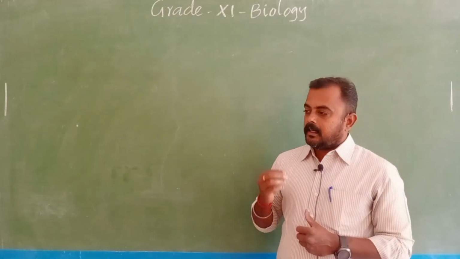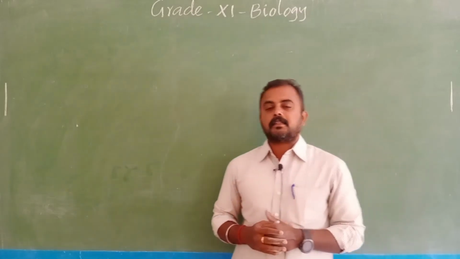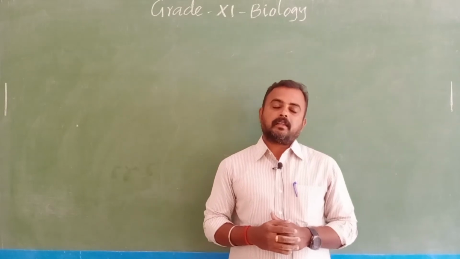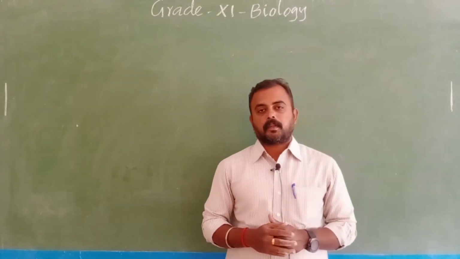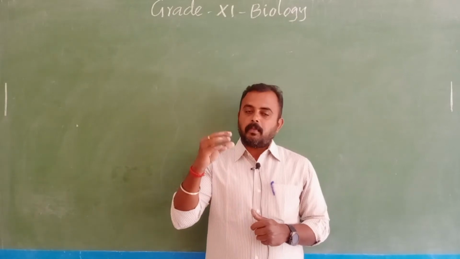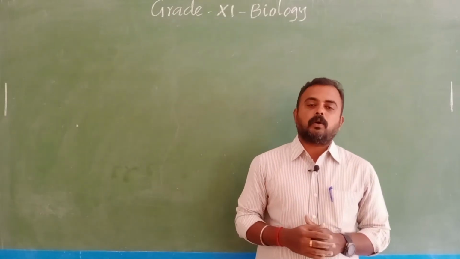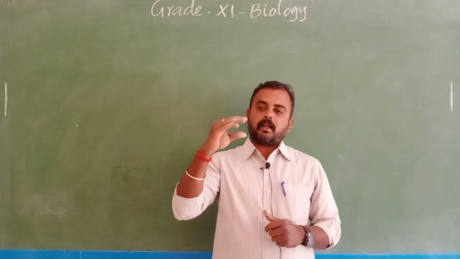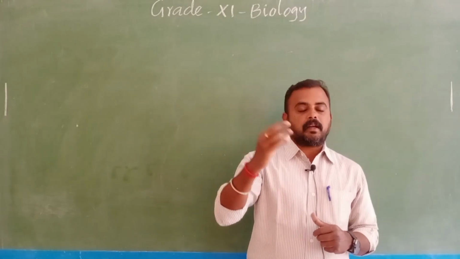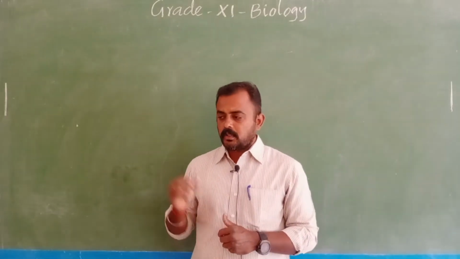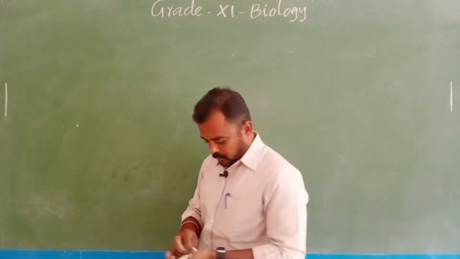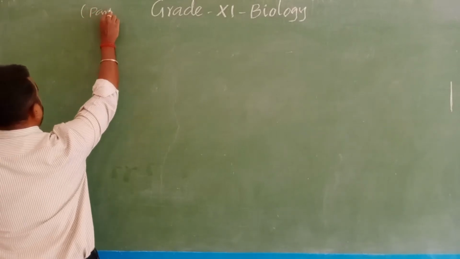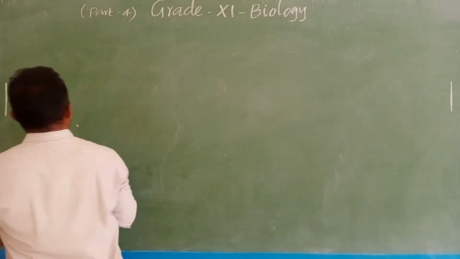The central nervous system consists of the brain and the spinal cord. The brain stem is also present, I will explain what it is. Mainly brain and spinal cord, because the brain stem is present in the brain. So this is part 4.